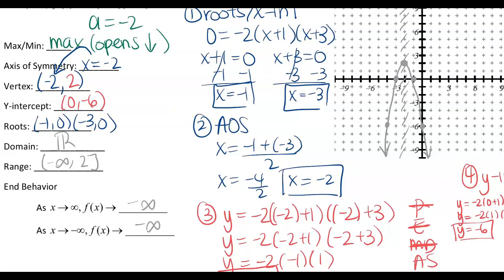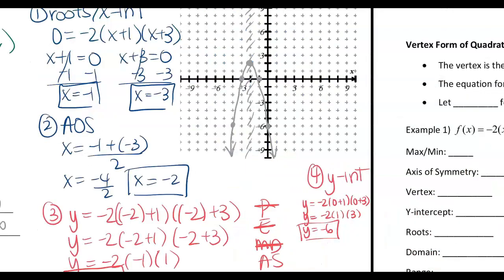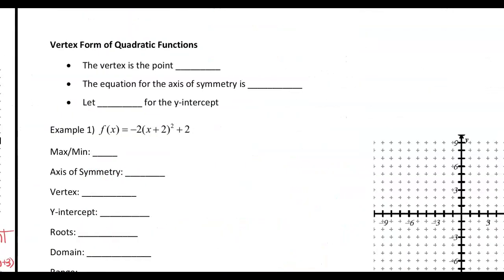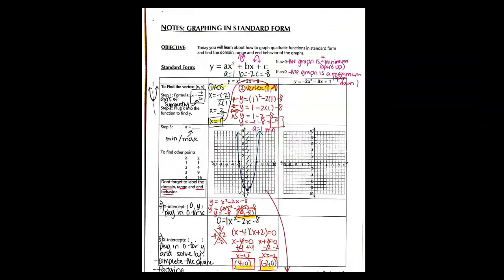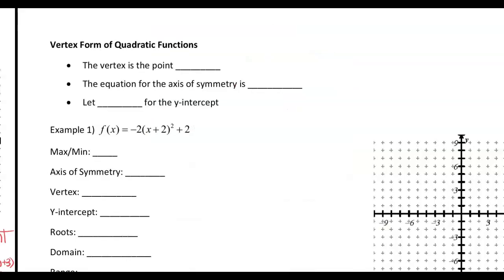Let's talk about vertex. If I'm moving too fast, guys, please tell me. Vertex form. Look back at your notes from standard form. I'll give you a hint. It's probably on the last page of notes that we covered for this packet. What's the equation for vertex form? What's the equation?